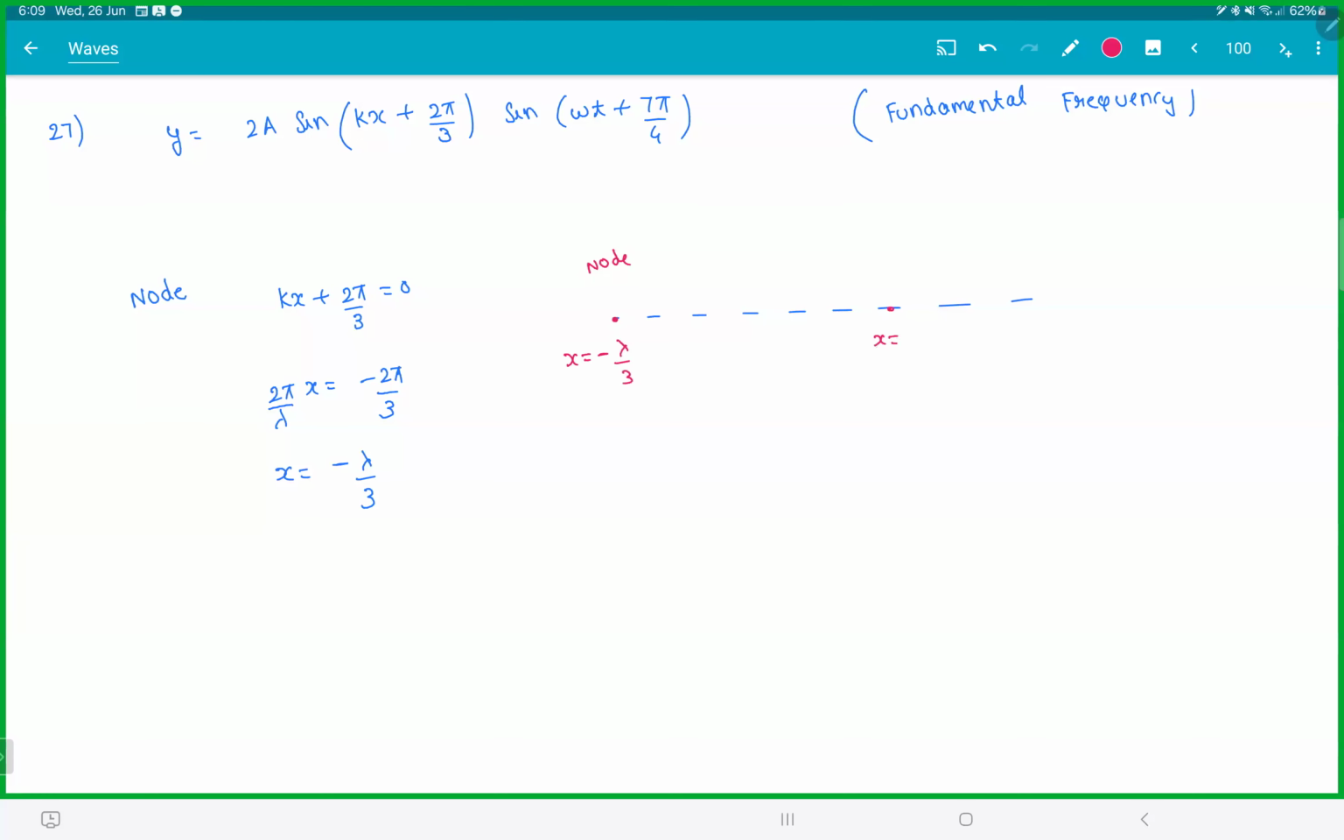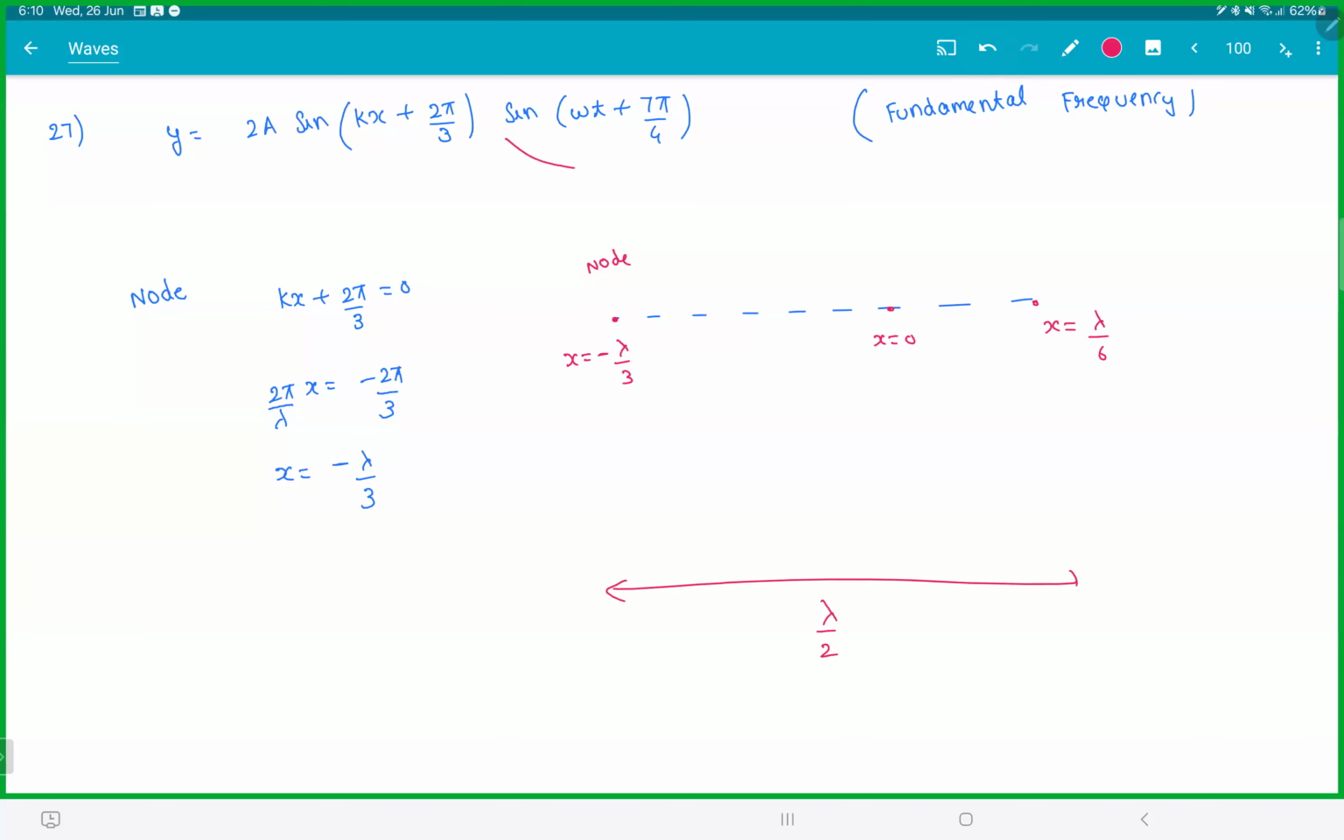Origin is somewhere here. Remember, the total distance will be λ/2. So this is λ/6. Is that making sense? The distance between two nodes should be λ/2. So we have chosen origin somewhere. From the origin, the node is λ/3 backwards, and the other node will be λ/6 forward. The total distance should be λ/2. I hope that was clear. So this distance is λ/2.